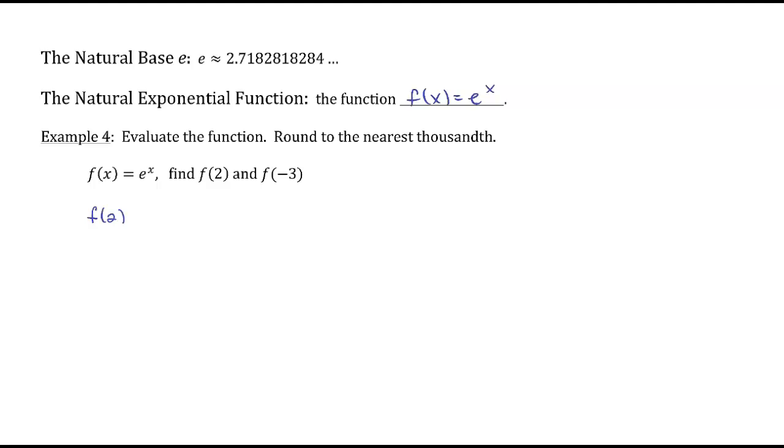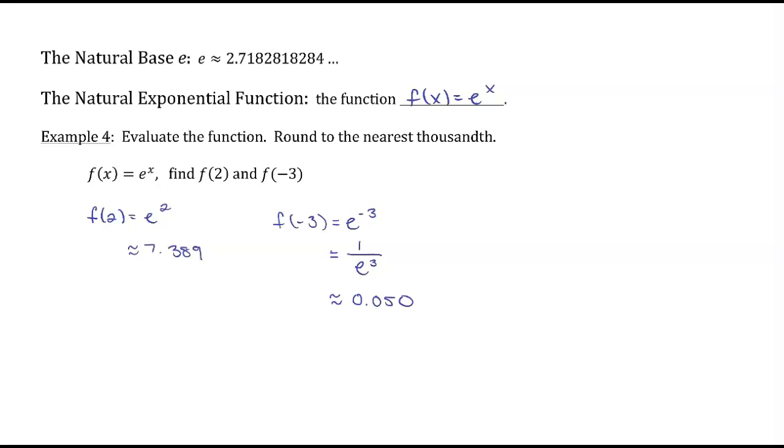f of 2 is equal to e raised to the exponent of 2. This is the exact answer, but for an approximation, we use our calculators and raise e to the power of 2. And rounding to the nearest thousandth, we get 7.389. f of -3 is e raised to the exponent of -3, which is also the same as 1/e cubed. That's our exact answer, but we can approximate this using our calculators. And rounding to the nearest thousandth, we have 0.050.